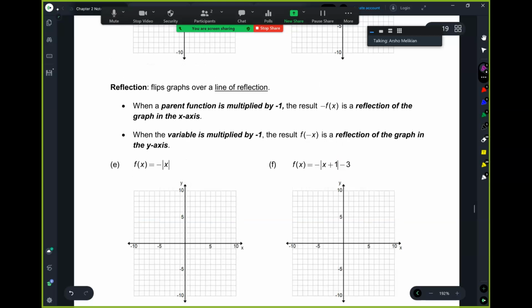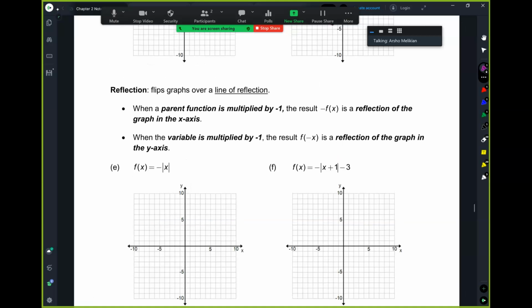Okay. Reflection. Now that we know the word reflection, we're not going to use that other word anymore. So a reflection flips the graph over a line of reflection. But now, like I said, now that we know the word reflection, we're no longer going to use the word flip. Now it's reflected or reflection. Okay?